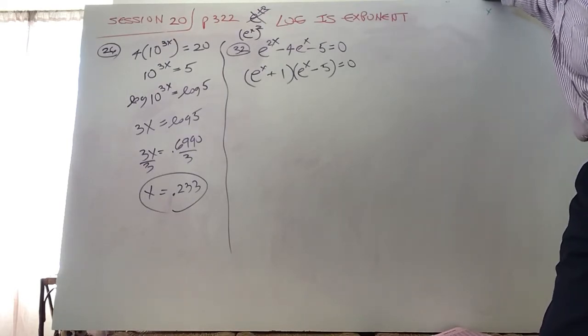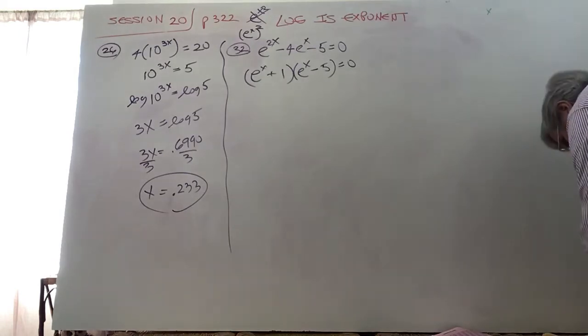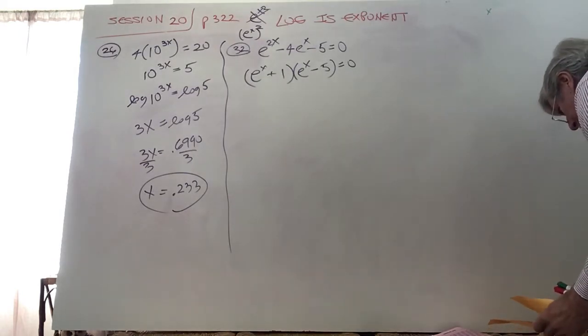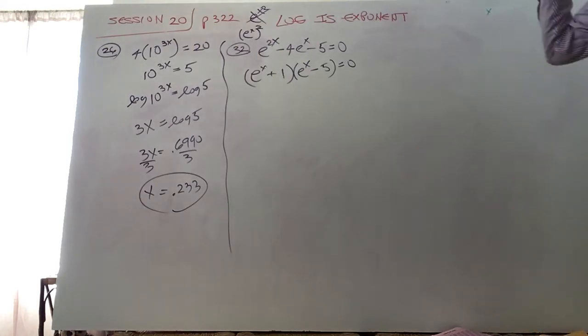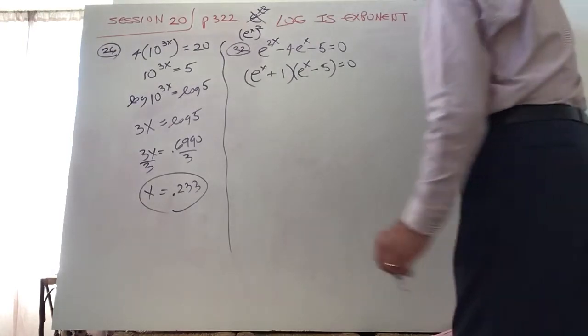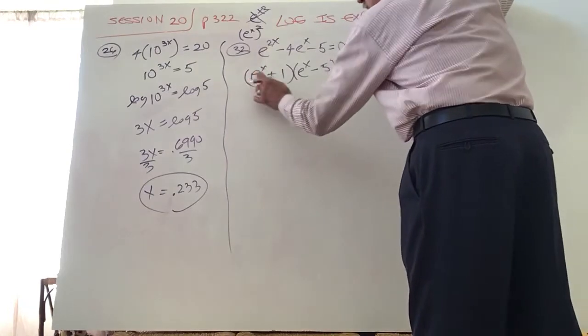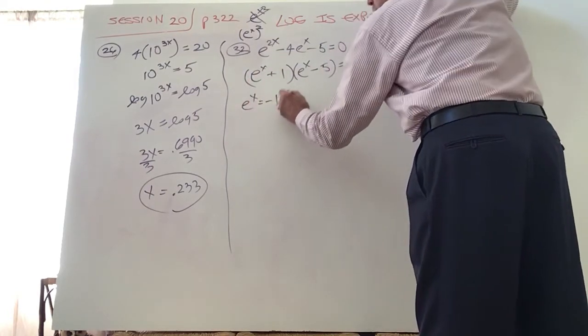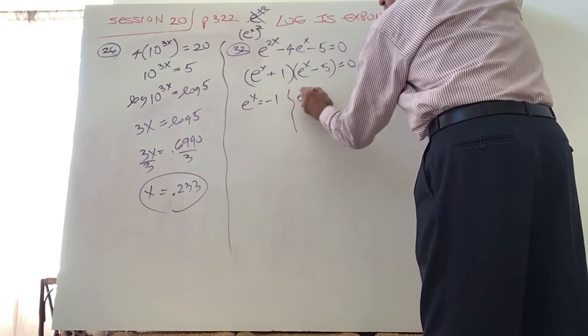So I try that. There's also a change of variable. I'm not sure I want to do that at this point, but I can show you that, I guess. I don't see any others that I'm going to be doing that'll work that way. First, let's finish this. If you set the first one equal to 0, this is e to the x equals negative 1, and the second one, e to the x equals 5.